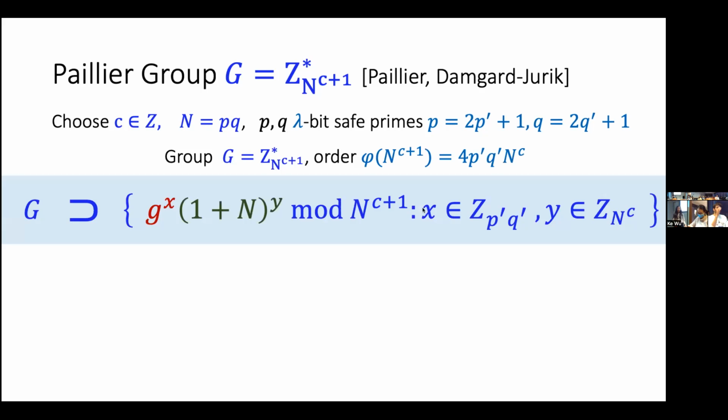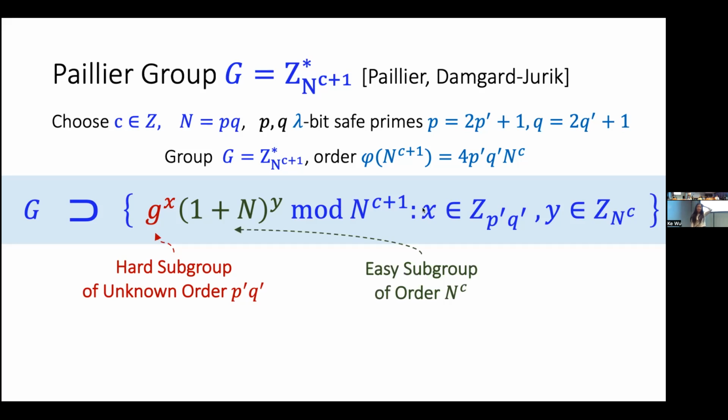And all the algebraic details do not matter. The only thing you need to know is that inside this group, it contains a quadratic residue subgroup. And that subgroup factors really well into one hard subgroup and one easy subgroup. All the elements look like some g^x times (1+n)^y. And the g^x part is actually a hard subgroup. So g is sort of the generator in that hard subgroup. Note that this subgroup has order P prime Q prime. It is of unknown order. So we don't really know the order of this hard subgroup. The easy subgroup is generated by 1+n, and it has a known order of n^c.